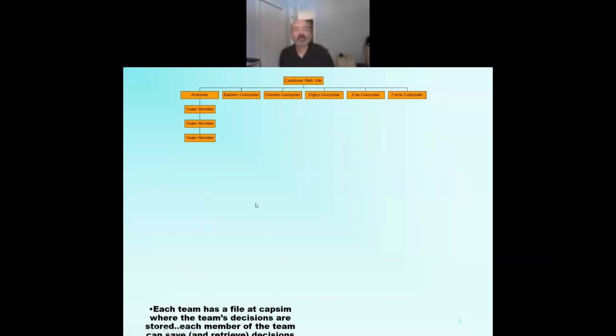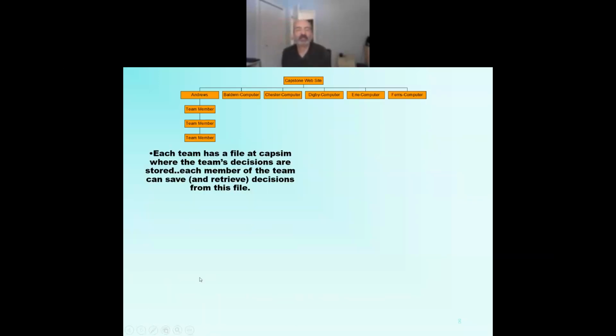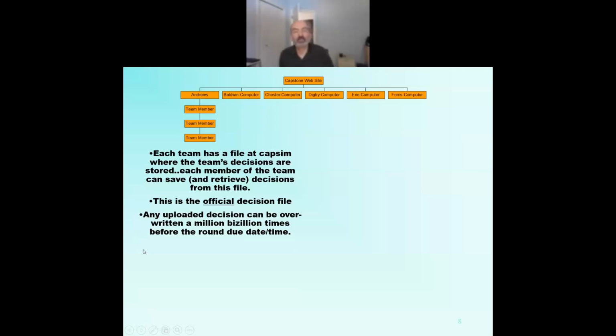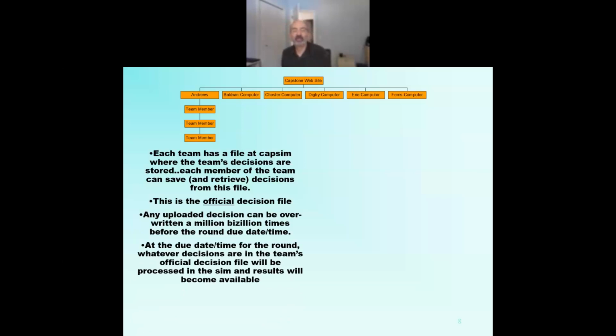To go over this again, each team has a file at Capsim where the team's decisions are stored, and each member of the team can save and retrieve decisions from this file. This is the official decision file, all right? And that's where the sim looks, and I can look into it as well. Your teammates can, stuff like that. Any uploaded decision can be overwritten a million bazillion times before the round due date and time. At the due date and time for the round, whatever decisions are in the team's official file will be processed in the sim and results will become available. When you then open foundation.xls, you'll be in the next round after it runs.